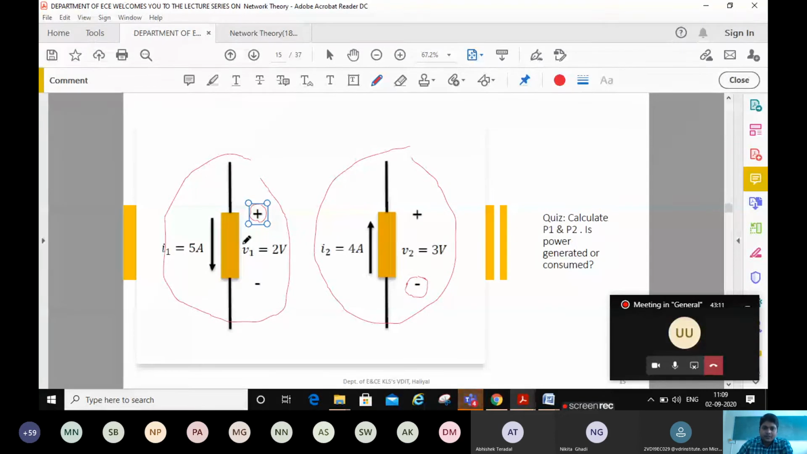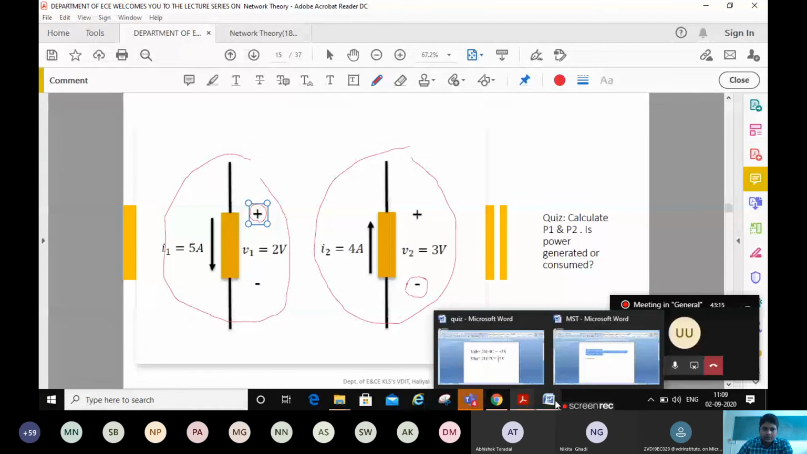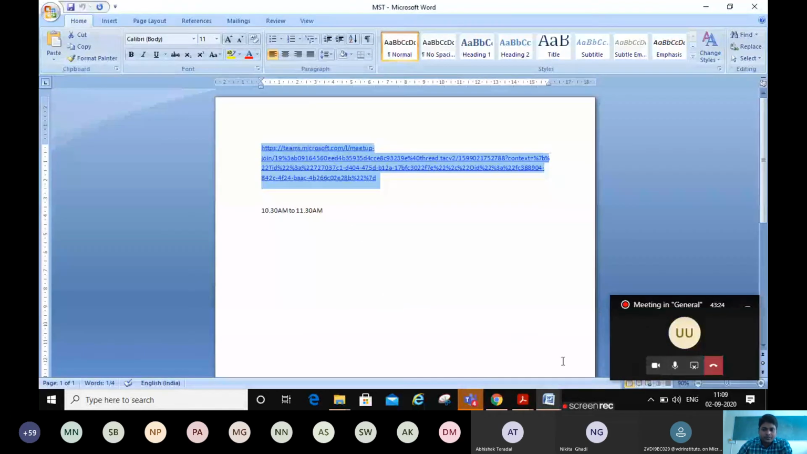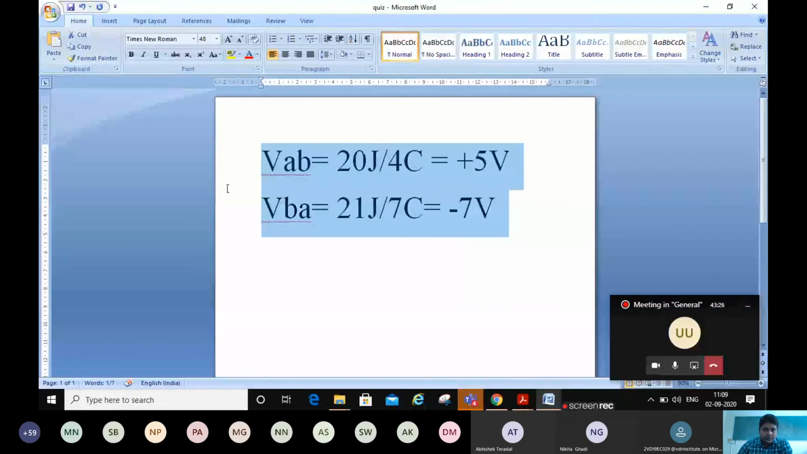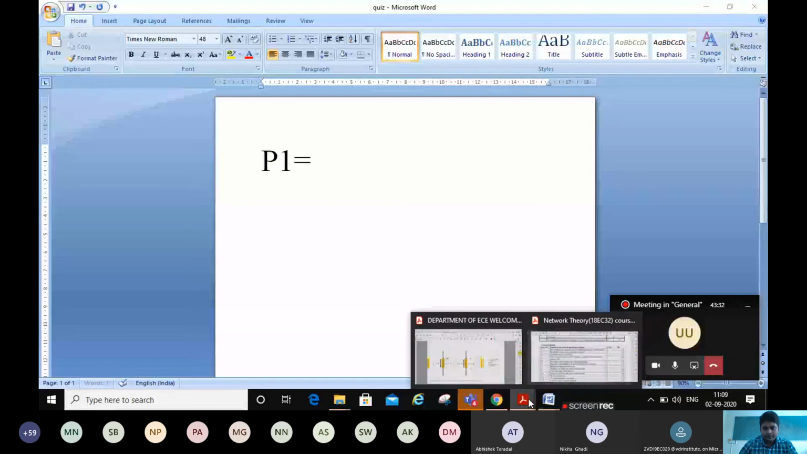Okay, so if you consider the first one P1, we know the value of the current and voltage. Current is 5, voltage is 2, but how to consider them? So if you consider the given things, P1 I can write as what now?